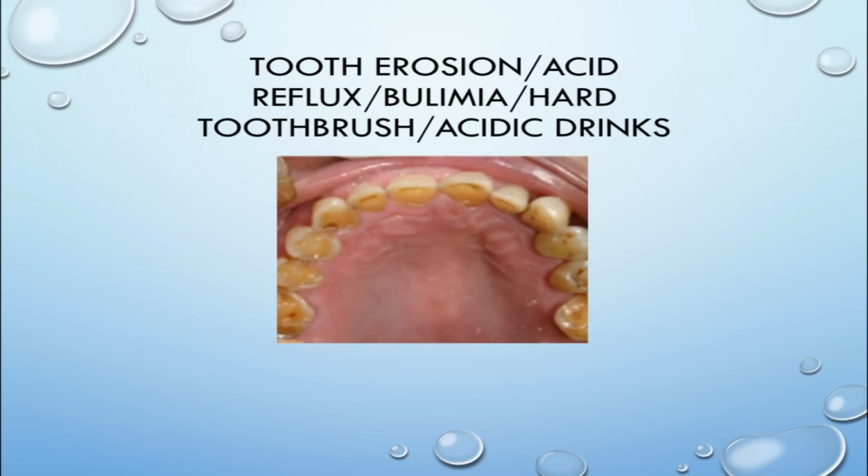Tooth erosion, acid, bulimia, hard toothbrush. If you brush really hard, it sort of leaves marks on your teeth. It leads to gum recession. It makes your teeth very, very sensitive. And that's why it's important, if you're having anything acidic, like pure orange juice or lemon juice, to use a straw so it goes to the back of your tooth.